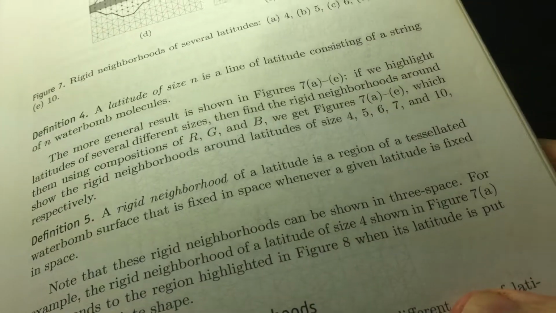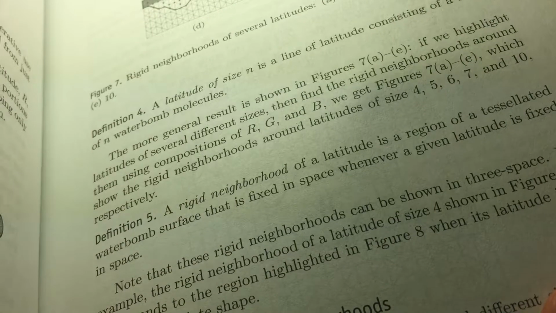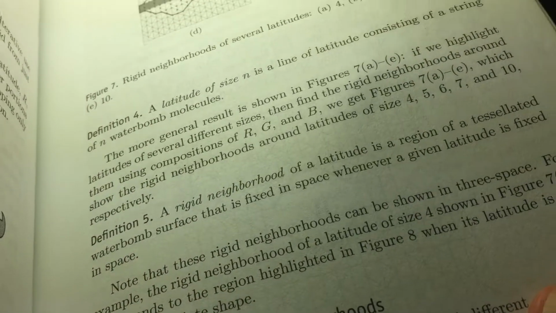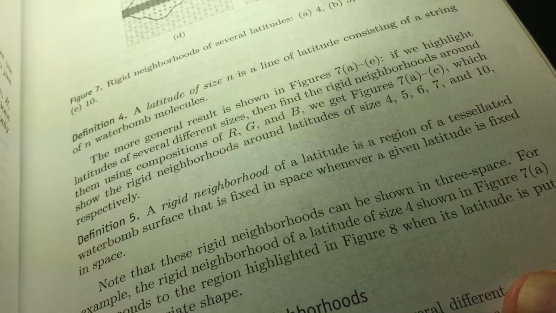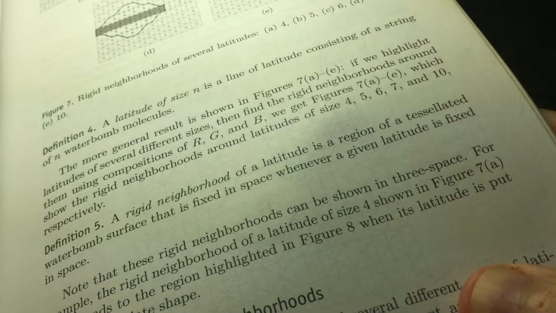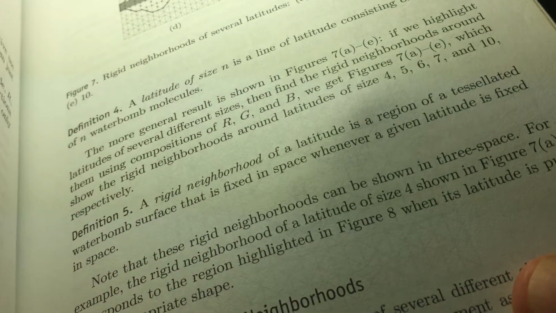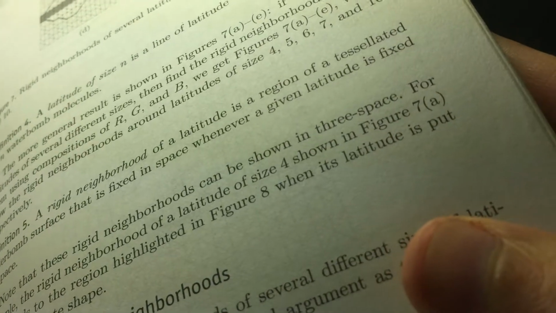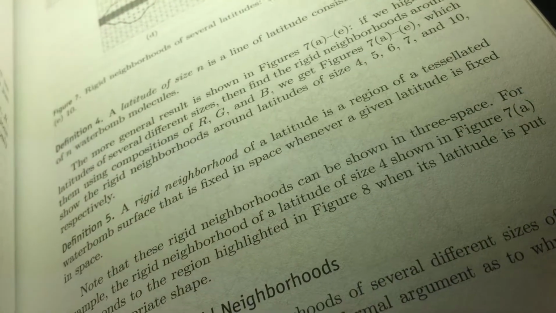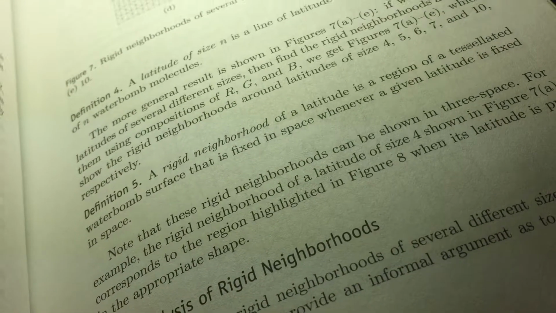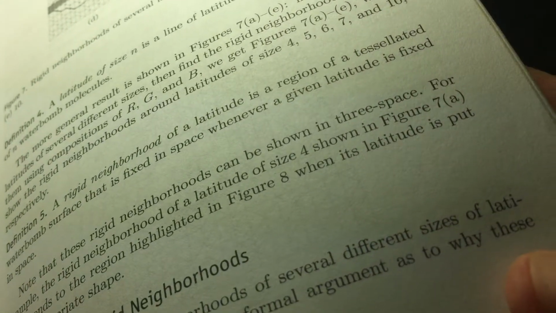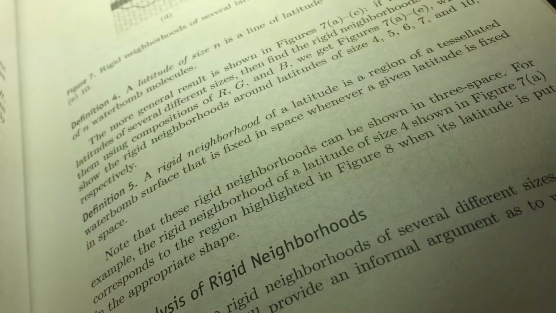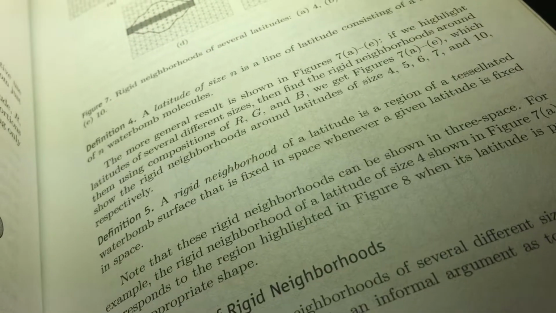A rigid neighborhood of a latitude is a region of a tessellated waterbomb surface that is fixed in space whenever a given latitude is fixed in space. Note that these rigid neighborhoods can be shown in 3-space. For example, the rigid neighborhood of a latitude of size 4, shown in figure 7a, corresponds to the region highlighted in figure 8, when its latitude is put in the appropriate shape.